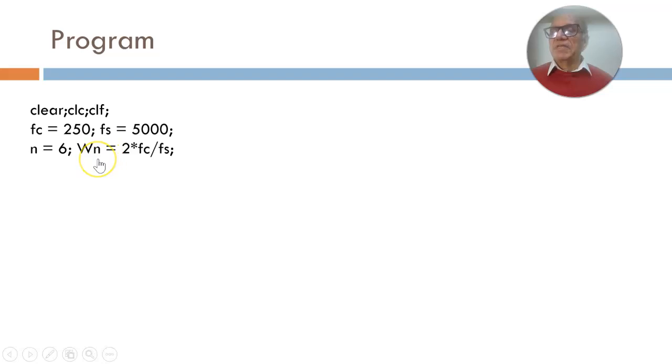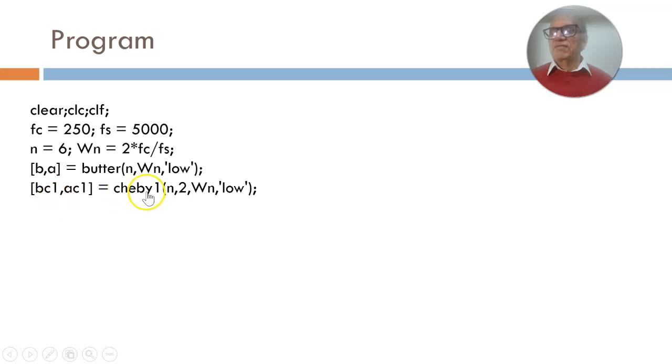Omega N, this is the normalized frequency. So 2Fc divided by Fs. These are the parameters we are calculating because we have to pass these parameters to the MATLAB functions for calculating the coefficients. So BA is now Butterworth, N, omega N, low pass. So you get your B and A.